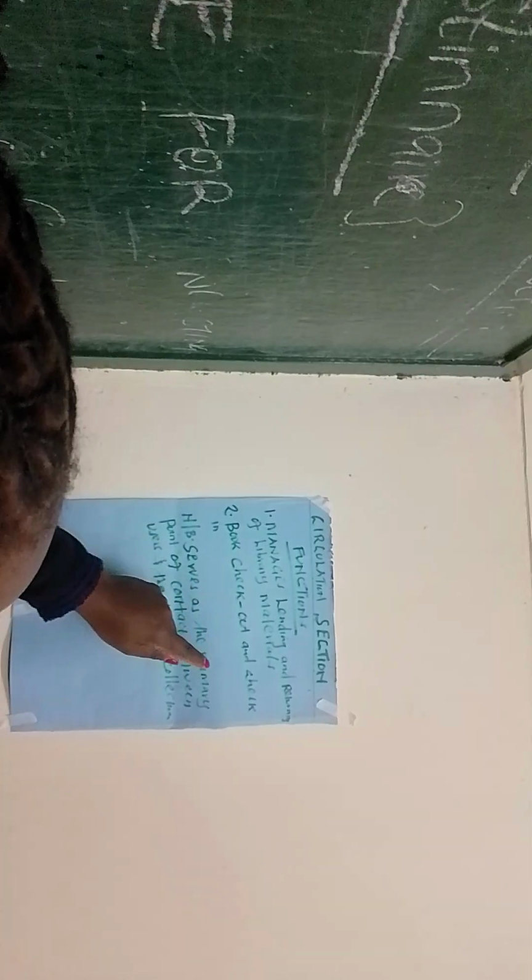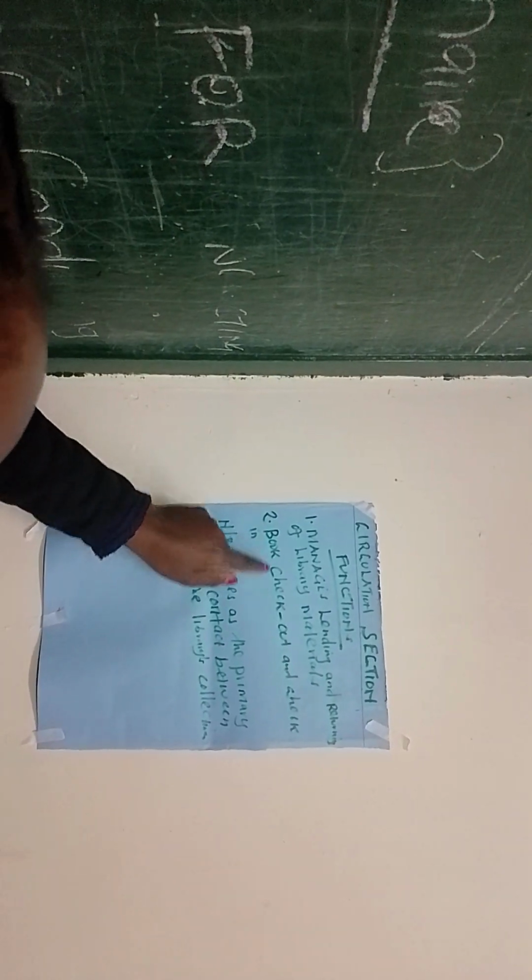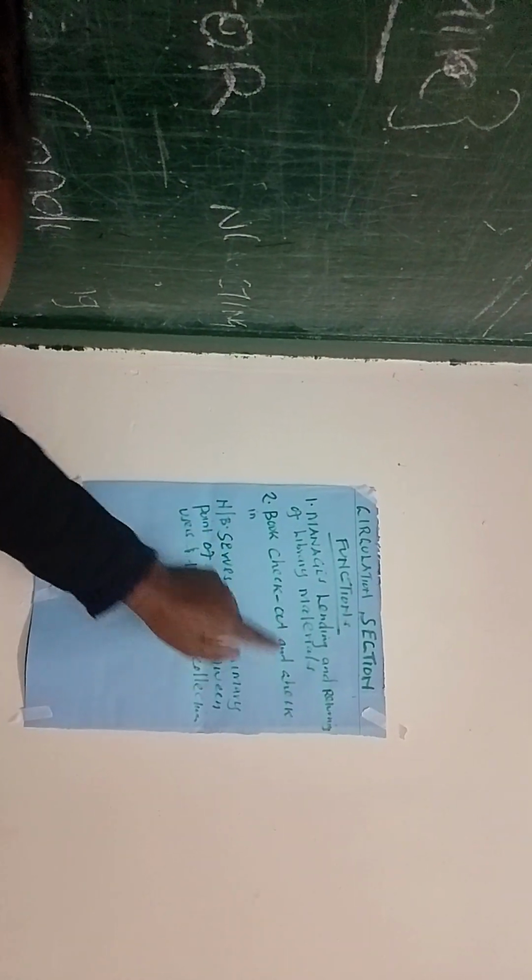Okay, this is the circulation section whereby it manages lending and returning of library materials. It's also in charge of book taking, that's taking out and in of the library books. So let's go to another section. We are done with the circulation. We come to reference section. Its function is to provide access to reference material such as encyclopedias, dictionaries, and atlases.